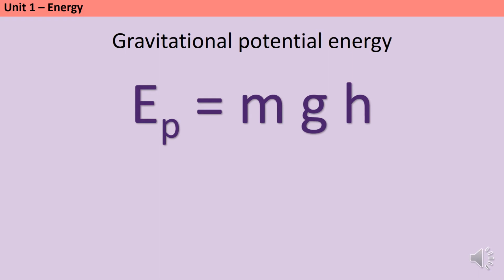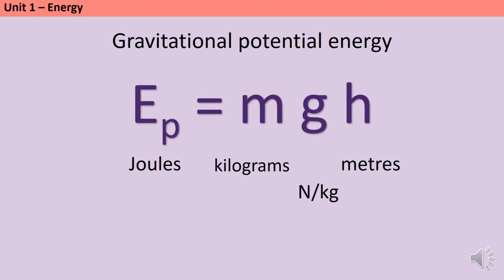So gravitational potential energy is a type of energy and therefore it's measured in joules. Remember, it is important that it has a capital J. Mass is measured in kilograms, gravitational field strength is in newtons per kilogram, and height should be measured in metres. You should also know that the gravitational field strength on Earth is 9.8 newtons per kilogram.